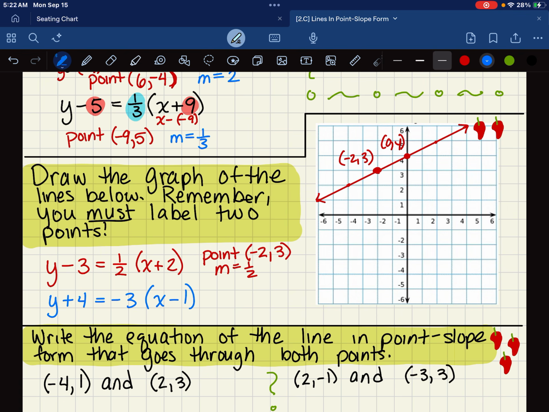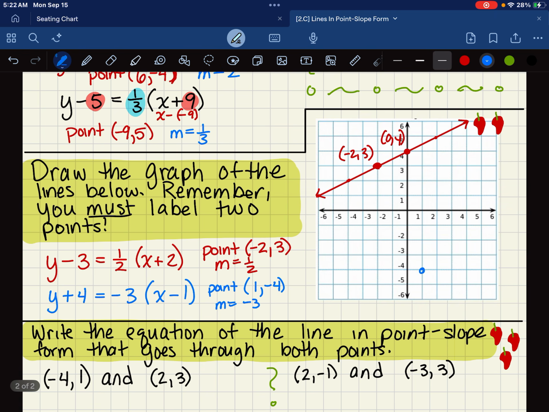Okay, let's try it again with the blue. In the blue here, I have a -1 after the x, so it'll be a +1 in the point. And I have a +4 after the y, so I'm going to have a -4 for my y value. My slope this time is -3. First I'm going to graph 1, -4, which is right there.